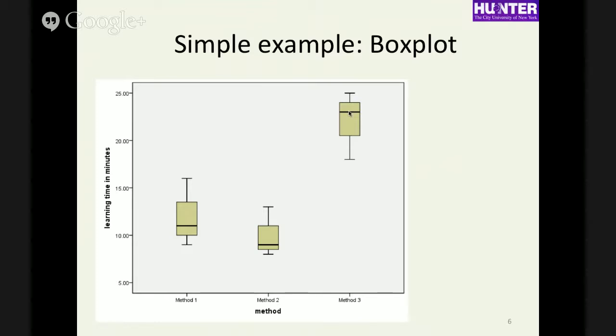So again, just looking qualitatively, making a guess, I'm going to guess that we're going to reject the null hypothesis just because the difference in method 3 is too big to be consistent with the individual variations.